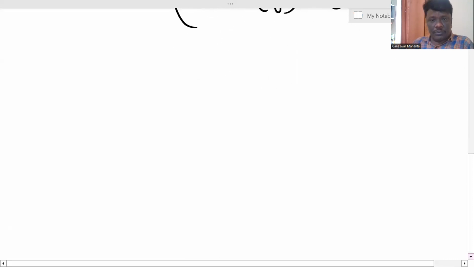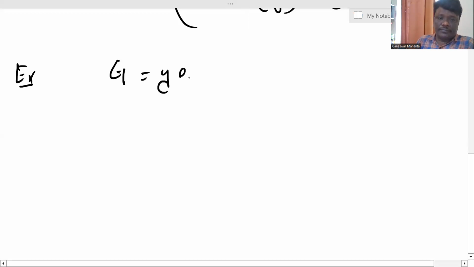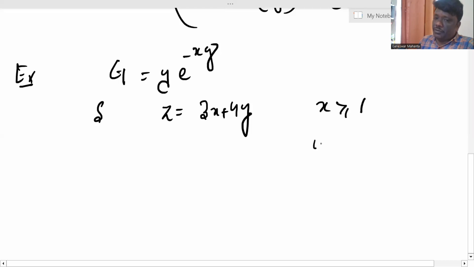Let's do one example. G is equal to y e to the power minus xy. This is given, and you have to evaluate this integration using the GRDA method. Here the surface is given: z is equal to 3x plus 4y, with x greater than or equal to 1 and y also greater than or equal to 1.